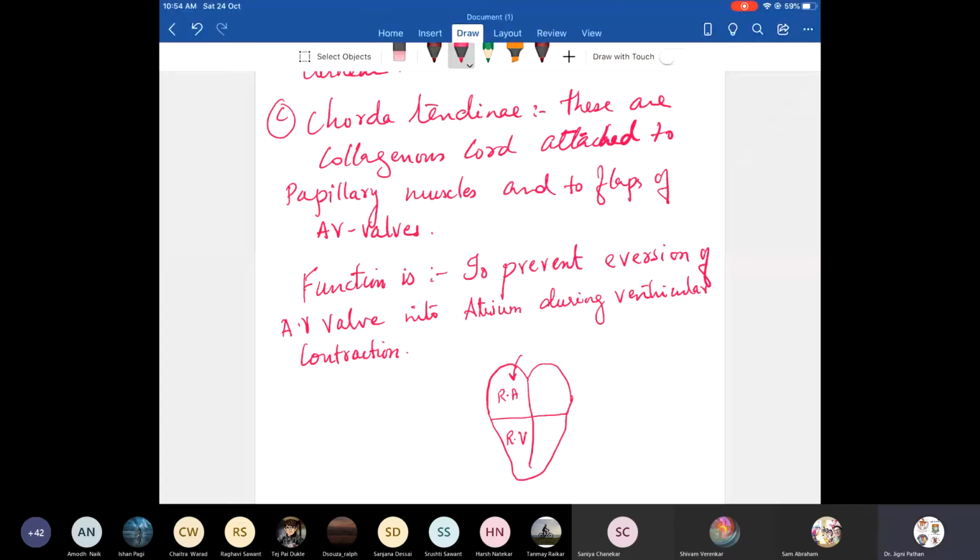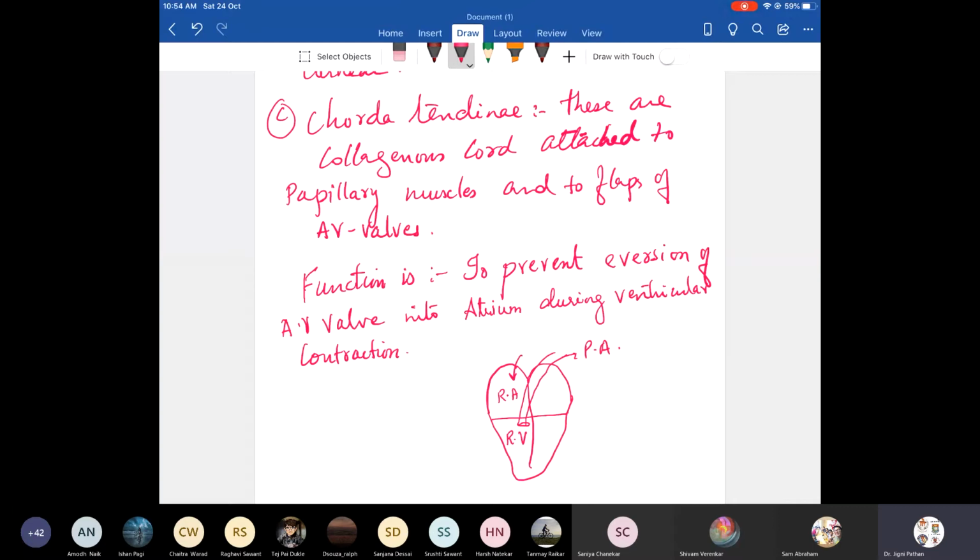Right ventricle. Now from the right ventricle, there is a pulmonary artery that is going, right? So whenever the right ventricle contracts, where does the blood go? You need to understand this. From the right ventricle, where does the blood go? Yes, pulmonary artery. Very nice.